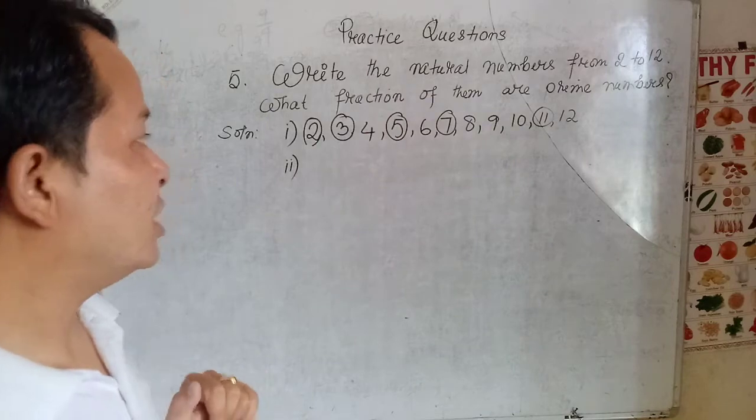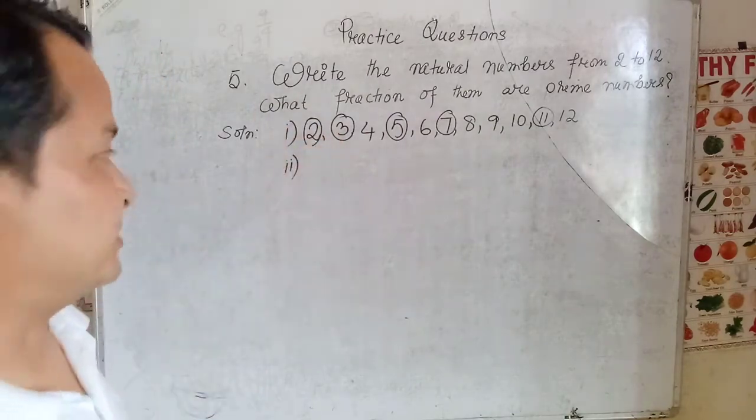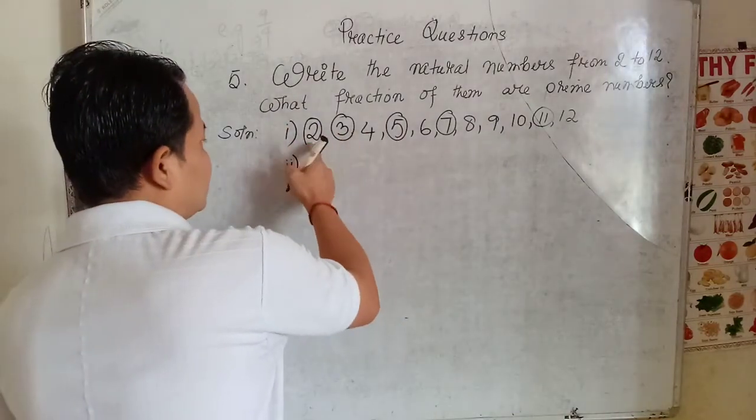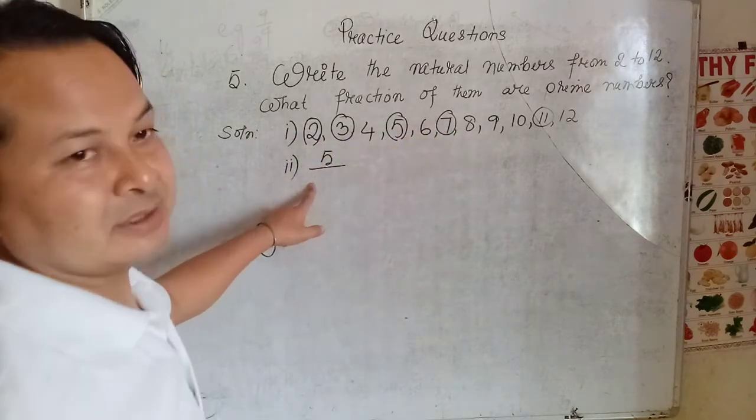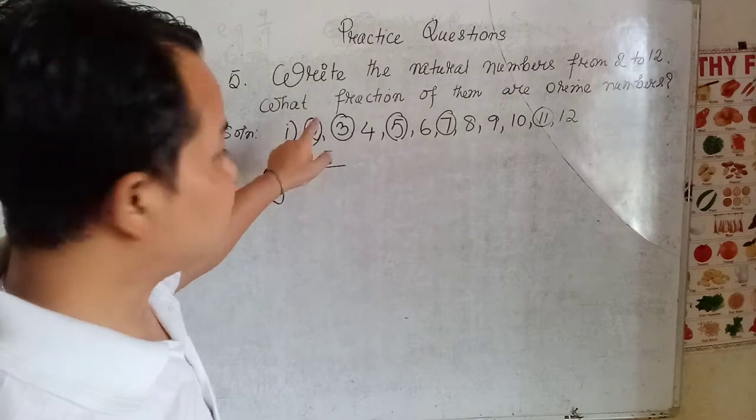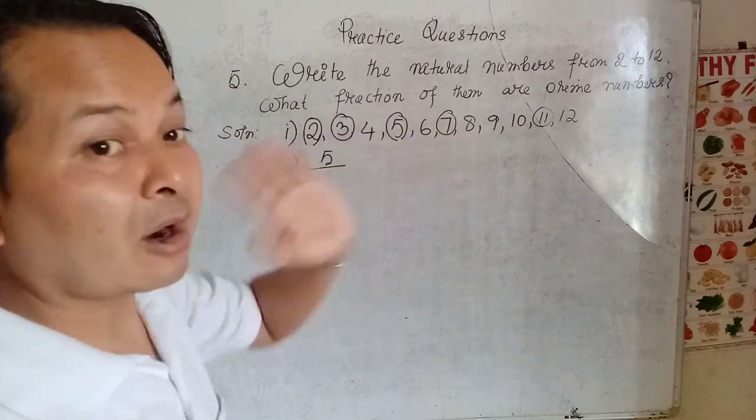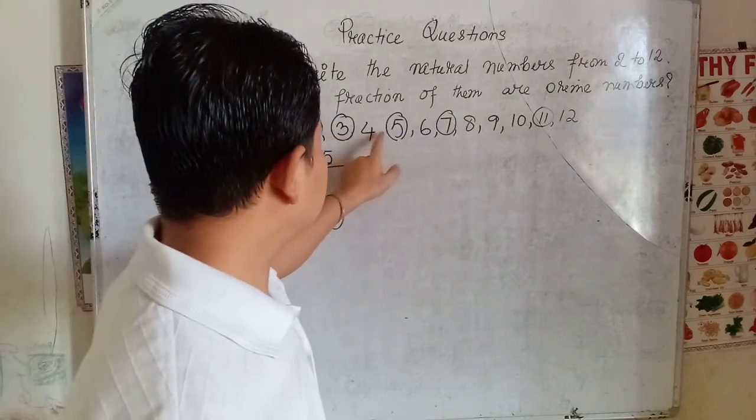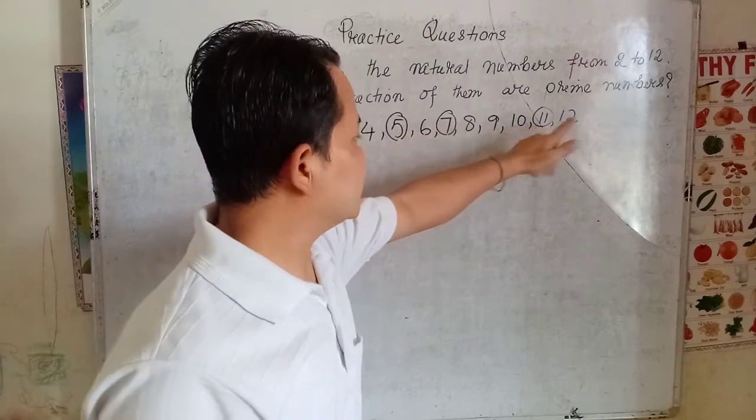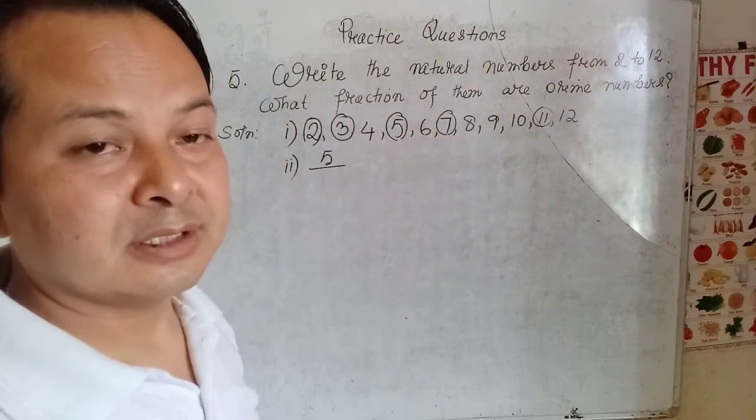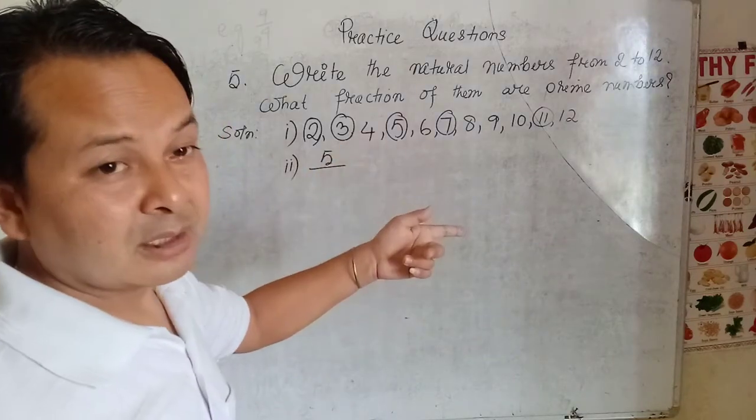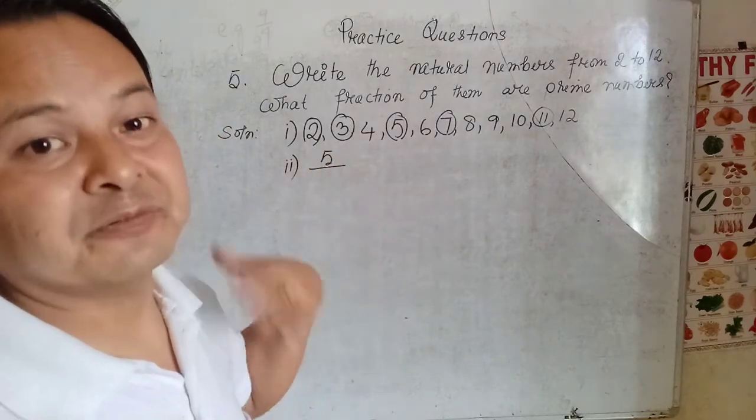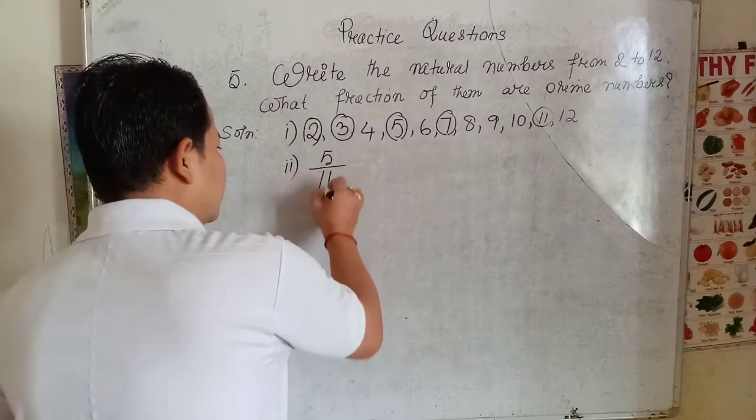Okay, so the smaller part will be the numerator. So let us write. The numerator is 5. And the whole part will be the natural numbers from 2 to 12. So let us count how many there are. 1, 2, 3, 4, 5, 6, 7, 8, 9, 10, 11. There are 11 natural numbers. So this 11 will be the whole part or total part of the fraction.